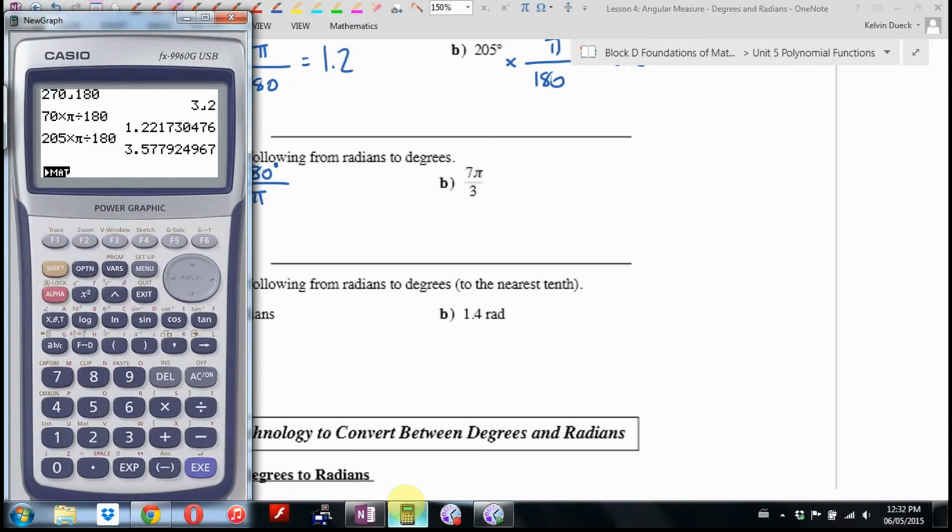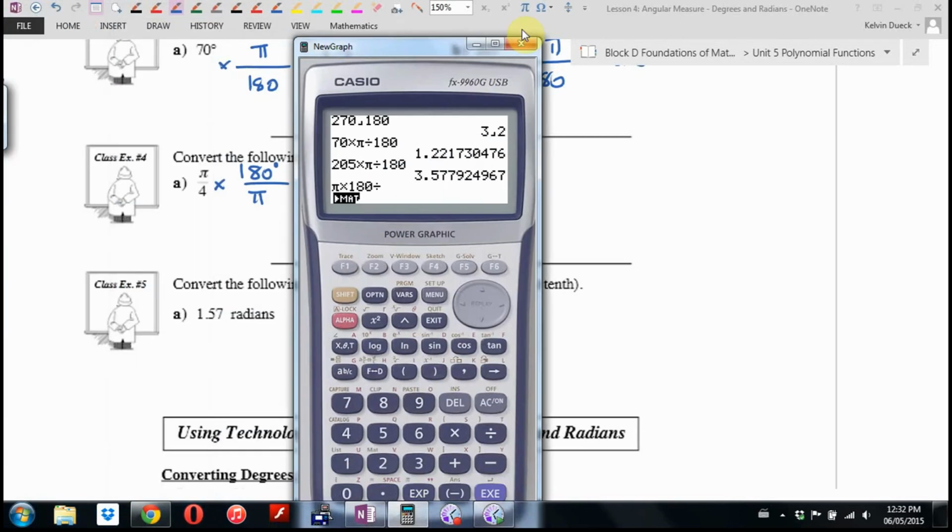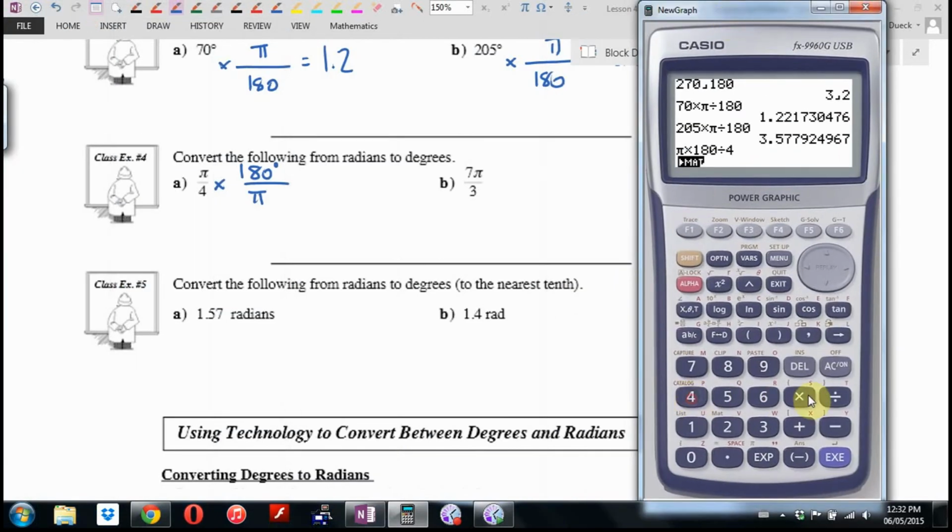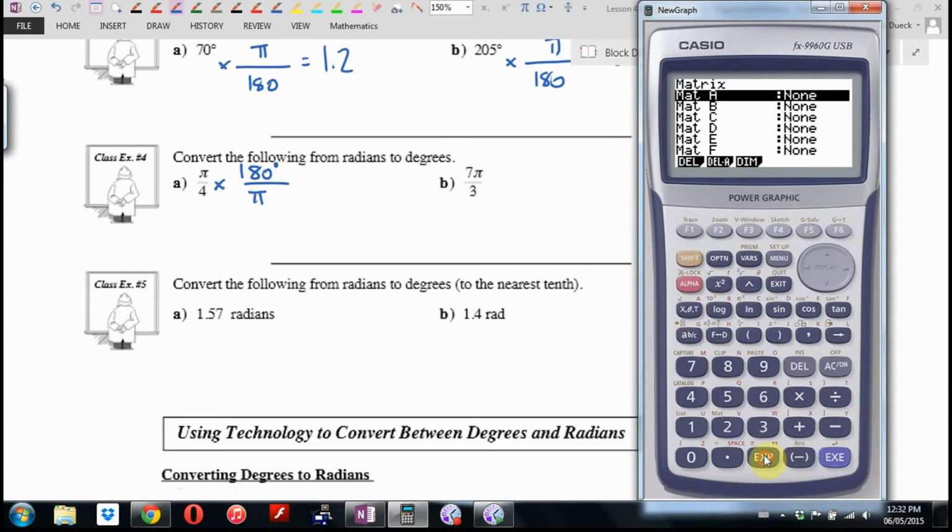But if you're not sure, you can go pi times 180 divided by 4 divided by pi. Or if you want to, you can use your fraction button, Rachel. You can go pi, fraction button, 4 times 180, fraction button, pi, 45.